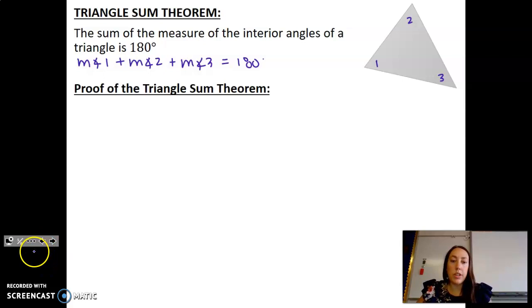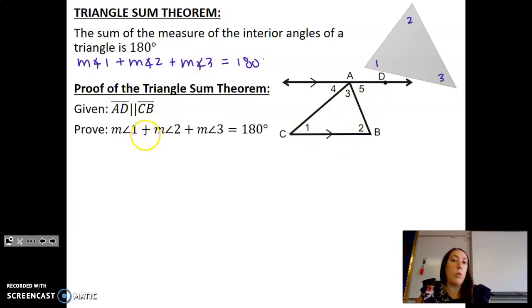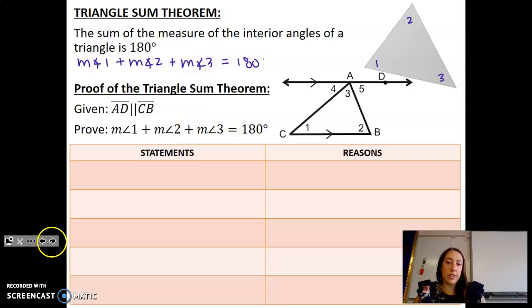And we're going to prove that right now. So here's a little picture I'm going to use for our proof. We've got the three angles of our triangle labeled 1, 2, and 3, and then I'm also going to label these guys 4 and 5. We've got this line here that's parallel to this bottom side of our triangle. So we're given the fact that AD is parallel to BC. We're going to prove that these three angles add up to equal 180 degrees.